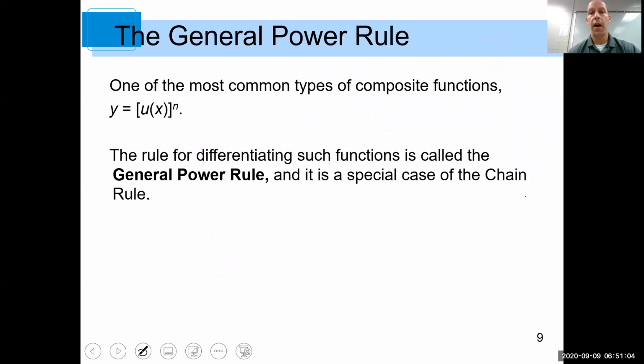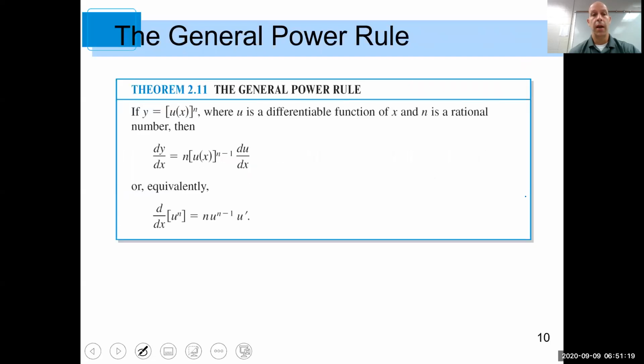One of the most common types of composition of functions is y equals u to the x to the n. We've already seen an example of that. This is referred to as the general power rule. We can use the chain rule in this case, and this is just a specific case of the chain rule. And here's the theorem. So again, this is obviously important stuff. So if I have u of x to the n and I want to do the derivative of it, you basically can just use your power rule.